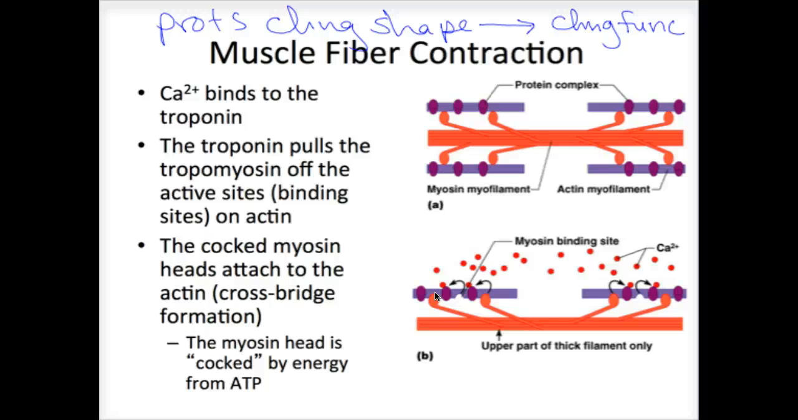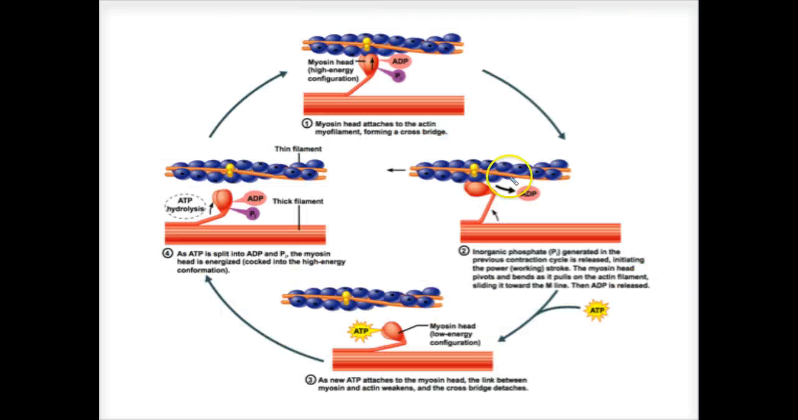So you get this pulling, this sliding of the filaments, and this is the source of the sliding filament theory, the idea that the actin and myosin slide past each other. Now remember that the actin and the myosin, I'm going to jump ahead a little bit here, when they slide past, it binds, ATP cocks it, it binds, it slides past.